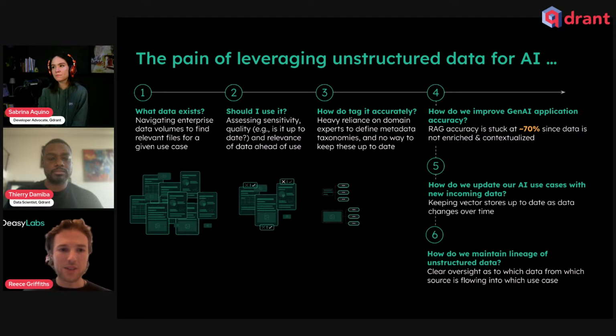So, understanding what data exists in the first place. Is that data relevant for my use case? Is it up to date? Is it sensitive? Is it redundant? How do I then create good metadata taxonomies without, and this is what we often see, an over-reliance on domain experts and business teams?